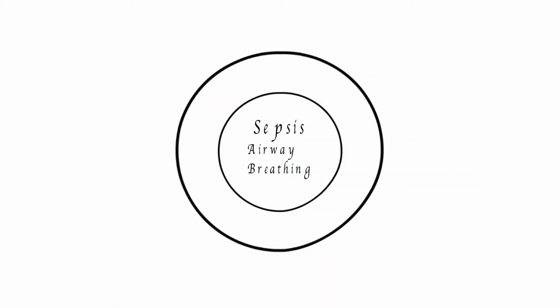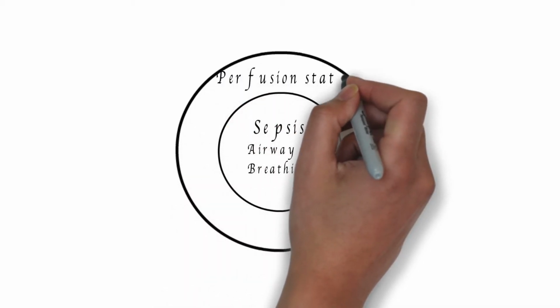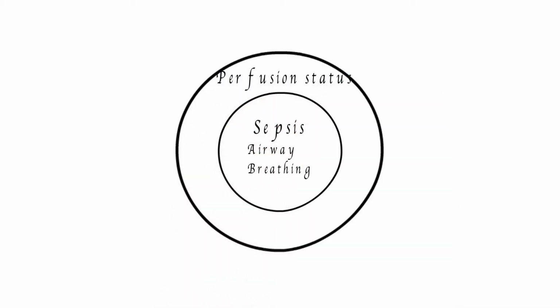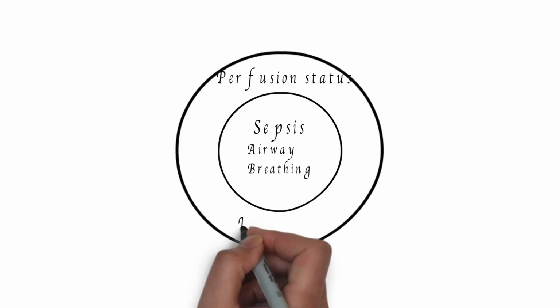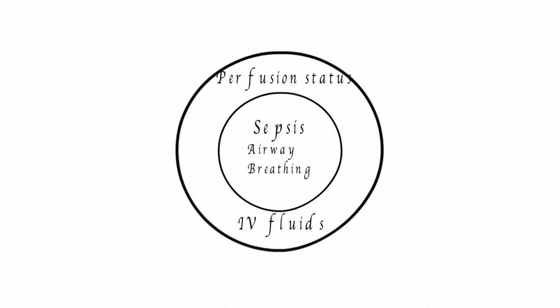Next step is assess perfusion status of the patient. Our patient has hypotension, high lactate, acute kidney injury with increased creatinine, indicate that patient has poor end organ perfusion, so patient need IV fluids. Start IV fluids, send labs, blood cultures, and start broad spectrum antibiotics.